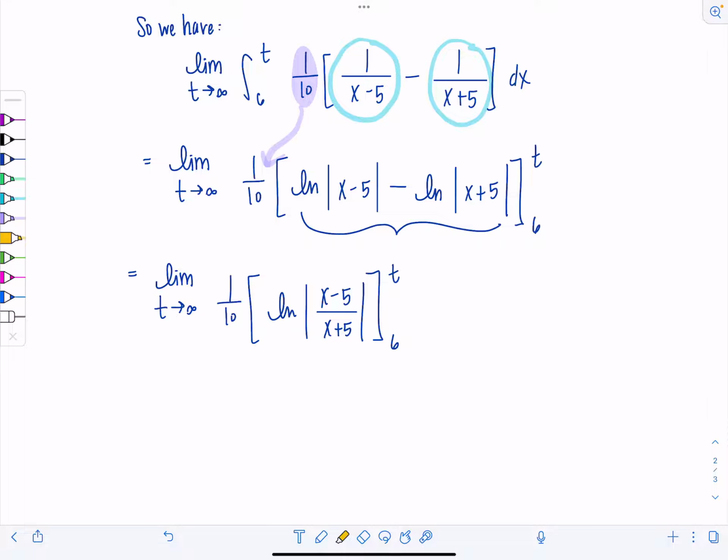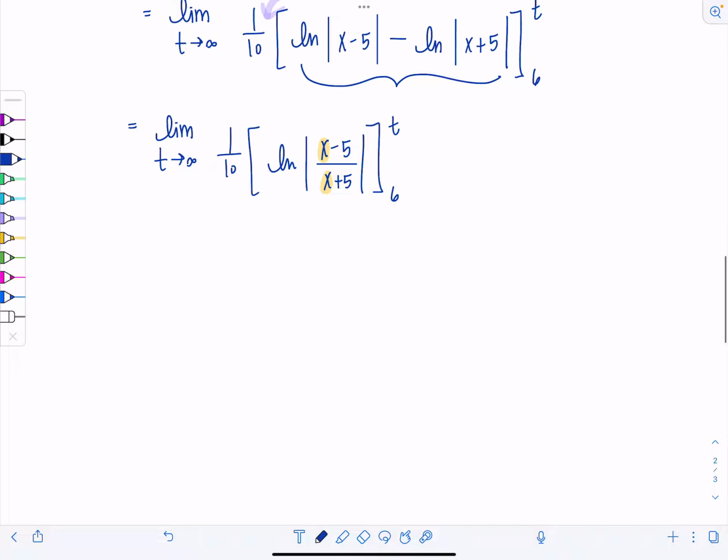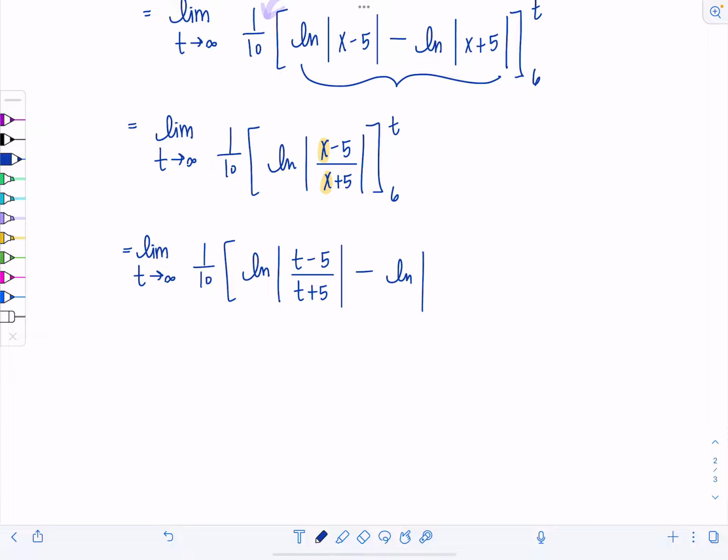And then we can go ahead, substitute in our limits of integration for x, okay? All the while writing lim as t approaches infinity every step of the way like little calculus angels. So limit t goes to infinity 1/10. We've got ln absolute value t minus 5 over t plus 5 minus ln absolute value 6 minus 5 over 6 plus 5.